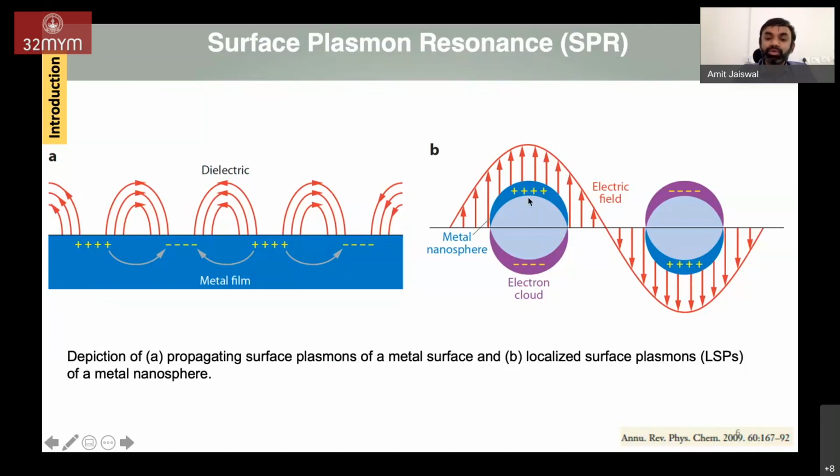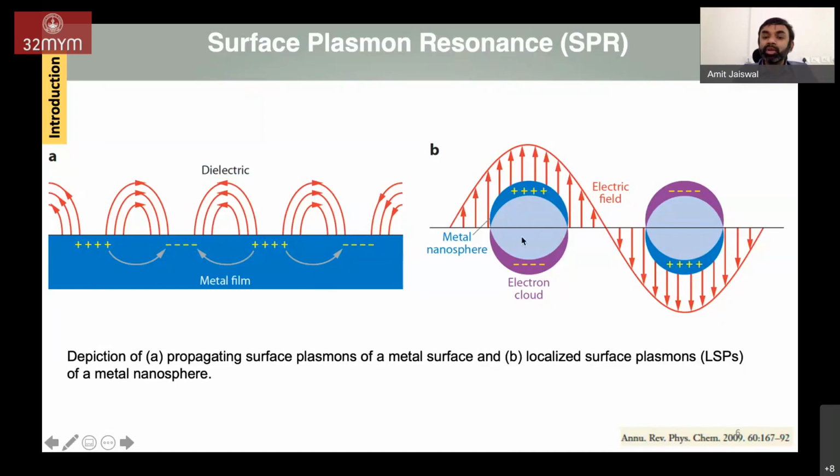This kind of plasmon resonance we can also create in an extended metal film through some specific configuration where we can have an electron-rich and an electron-deficit region. When we shine light of a particular frequency, if it matches the frequency of the oscillation of this electron, we achieve an extended surface plasmon resonance.